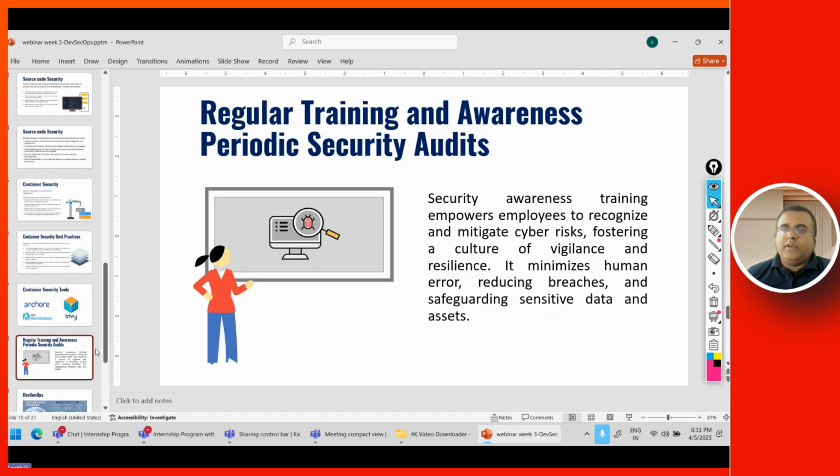Finally, the most important concept here is regular training and security awareness, and periodic security audits, right? Human training. With a lot of vulnerabilities, the reason the impact of that attack vector is significantly high is human intervention. A lot of organizations get hacked because one of the employees clicked on a malicious email. Some of them put a malicious pen drive into the organization. They let someone inside the organization, right?